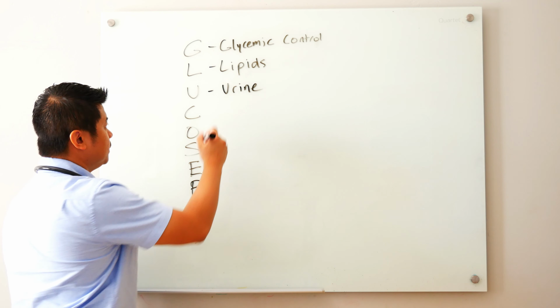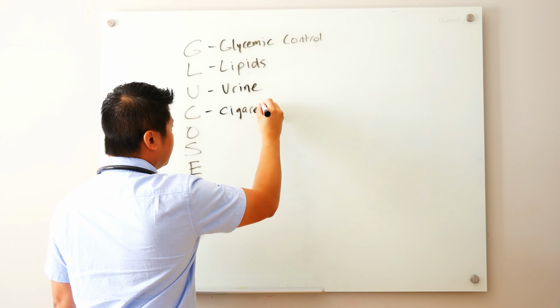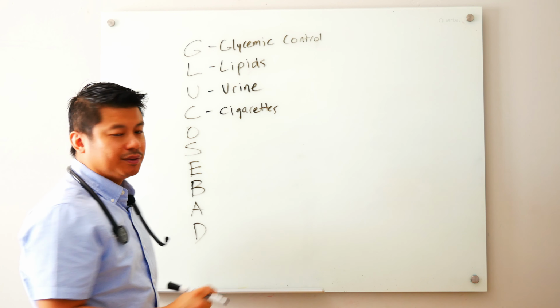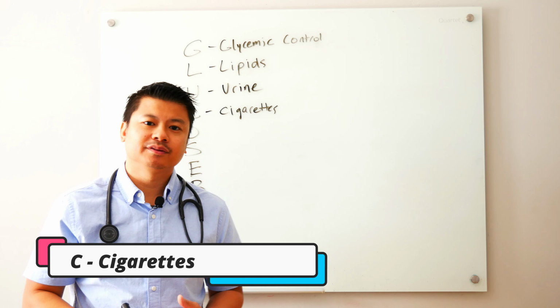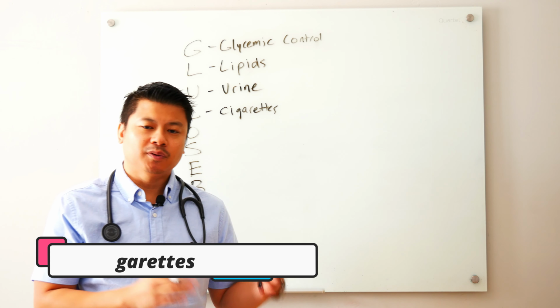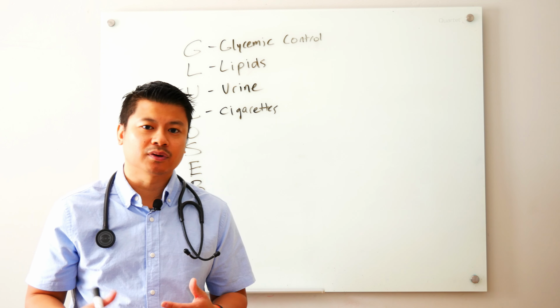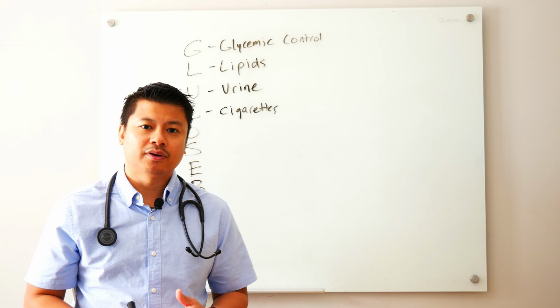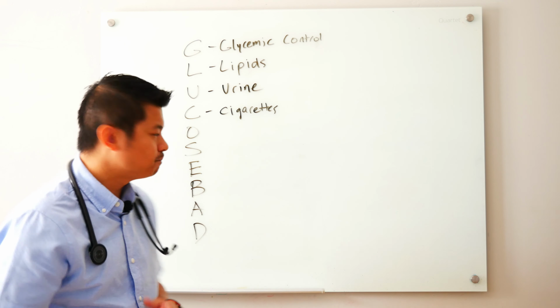So next one is cigarettes. I might have spelled that wrong. So cigarettes, if they're a smoker, tell them to quit. It's very important that they quit smoking. Smoking and diabetes is a bad combination. It increases the chance of heart attack and stroke or cardiovascular events by a whole lot. So we want to make sure that we're educating our patients to quit smoking if they smoke, right?